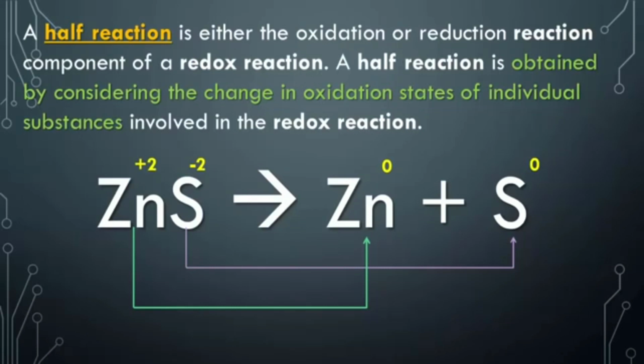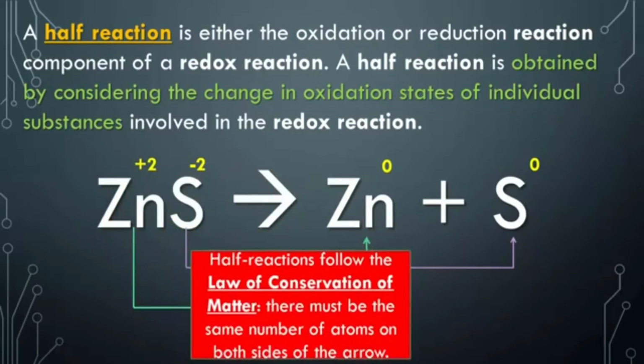Notice that for all reactions, including redox, matter must always be conserved. We show the law of conservation of matter or mass by using coefficients to balance a chemical reaction.